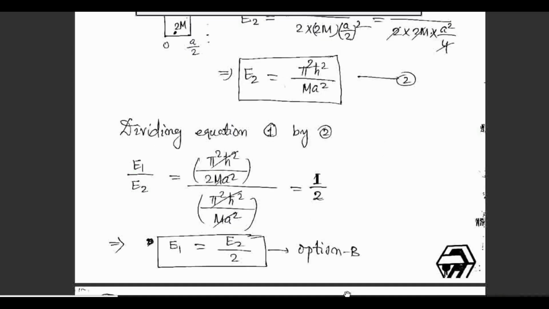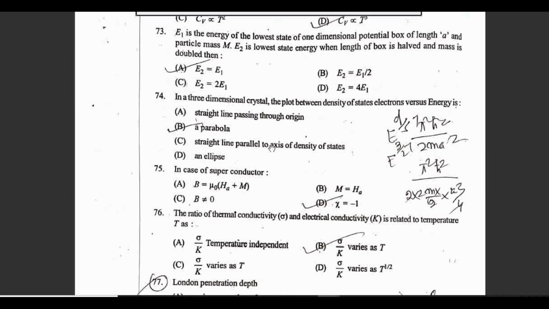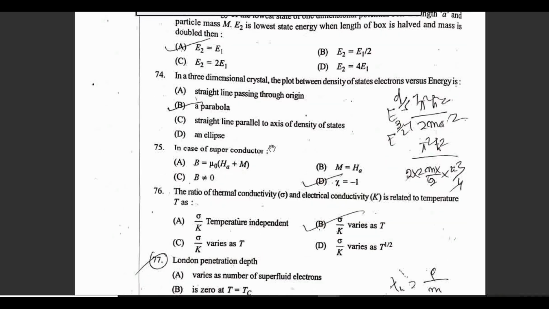Now coming to the 74th question, it is given that in a three-dimensional crystal, the plot between density of state of electron versus energy. That means we have to draw a graph of density of state, which is a function of energy, versus energy. So how can we do it? Let's see.